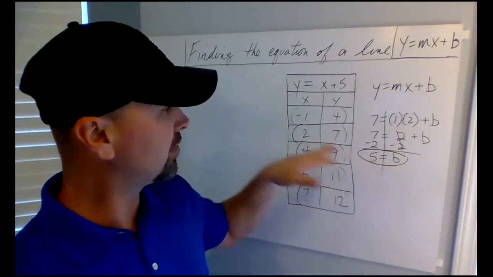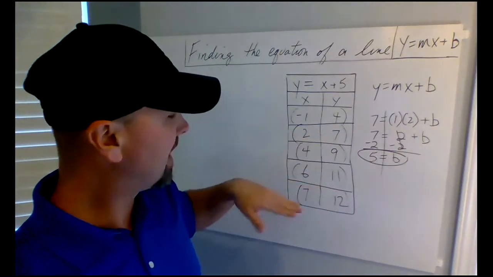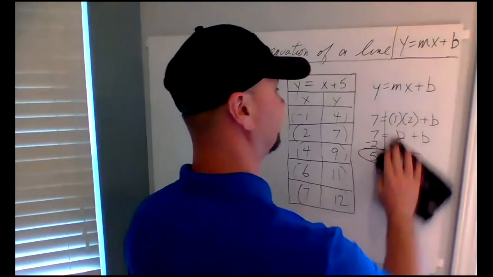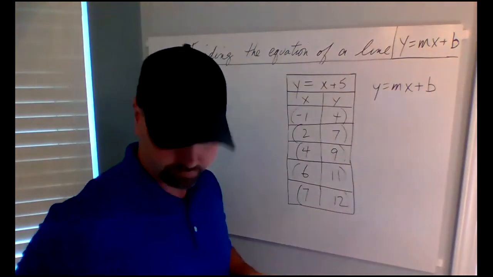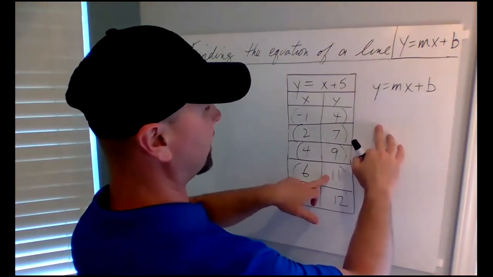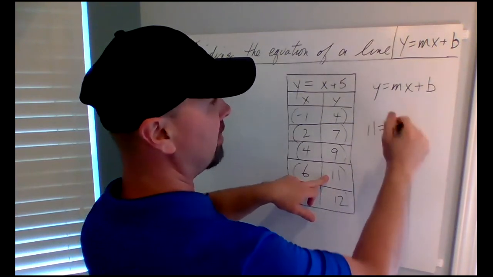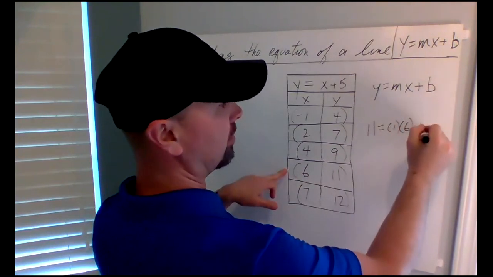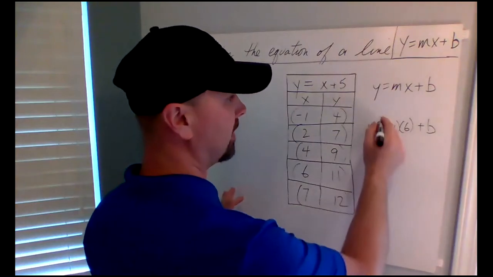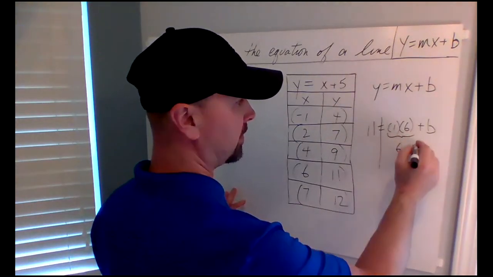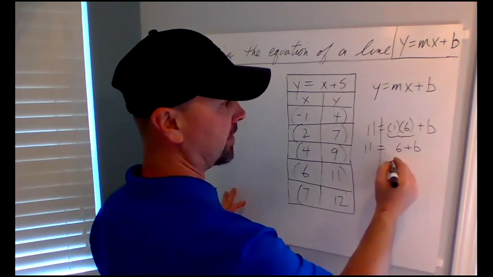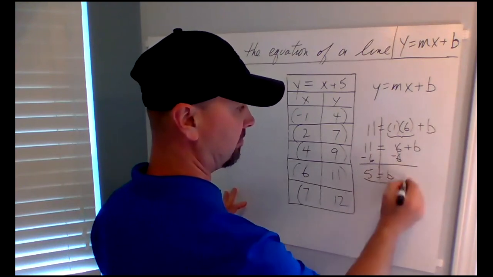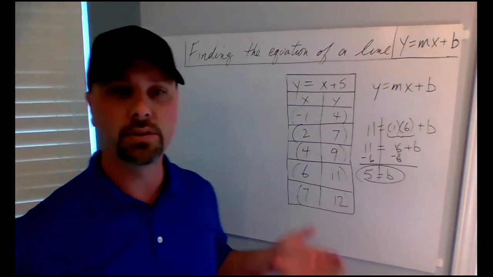I'm going to solve for b using a different one. That time I used 2, 7. Now I think I'll use 6, 11 and just show you that my b is still going to be 5. So y, I said I'm going to do 6, 11. So y is 11. My slope is 1. My x is 6 plus b. All right. 6 plus b equals 11. Get b alone. B is still 5. It will be for all these.